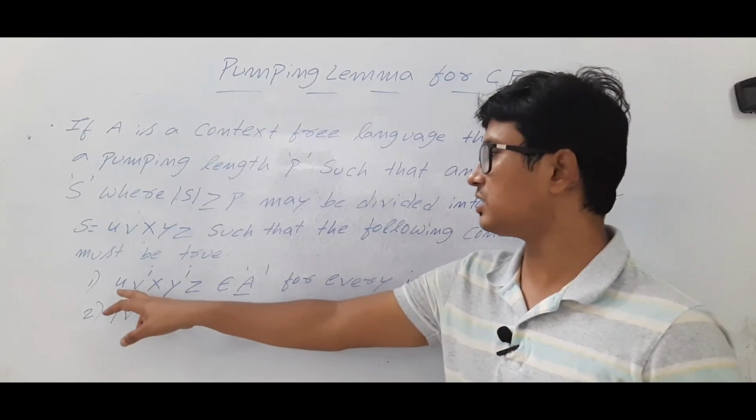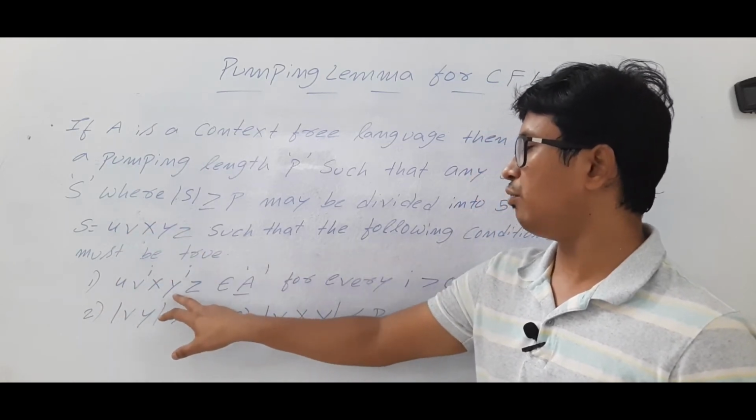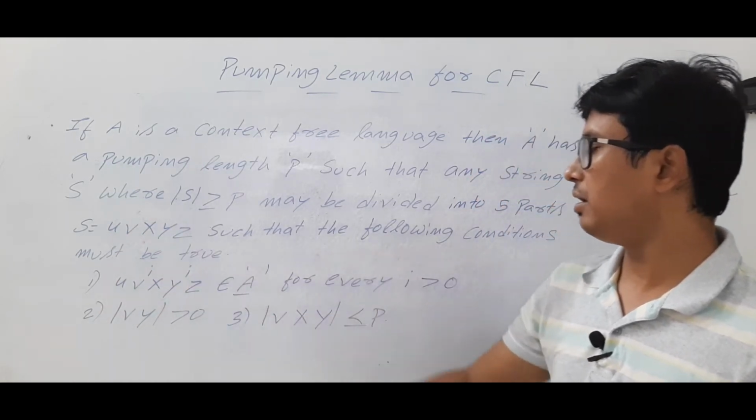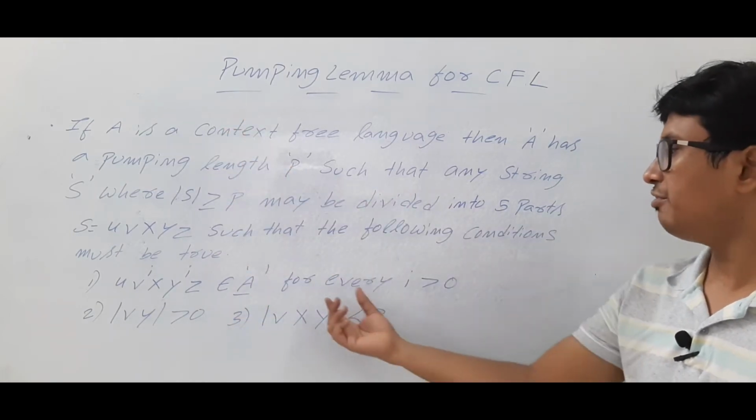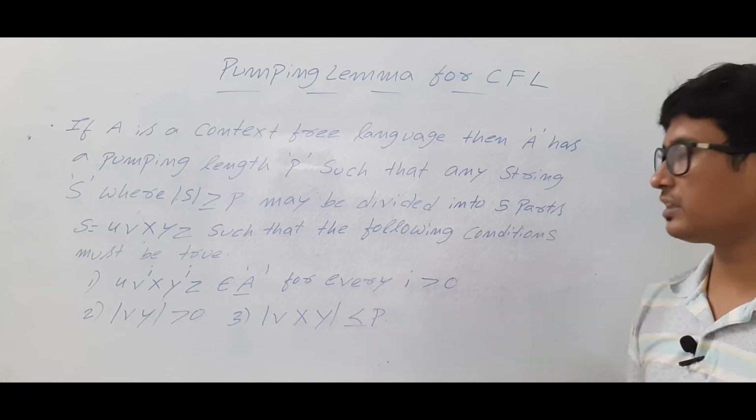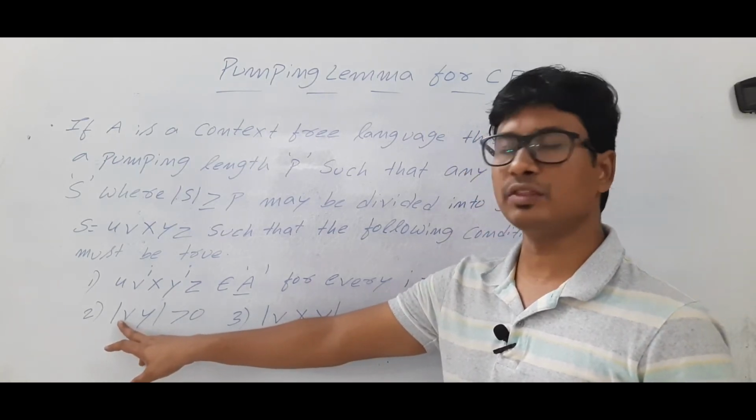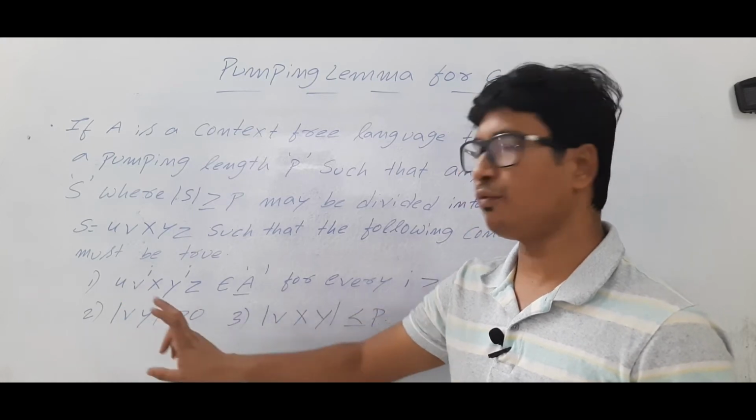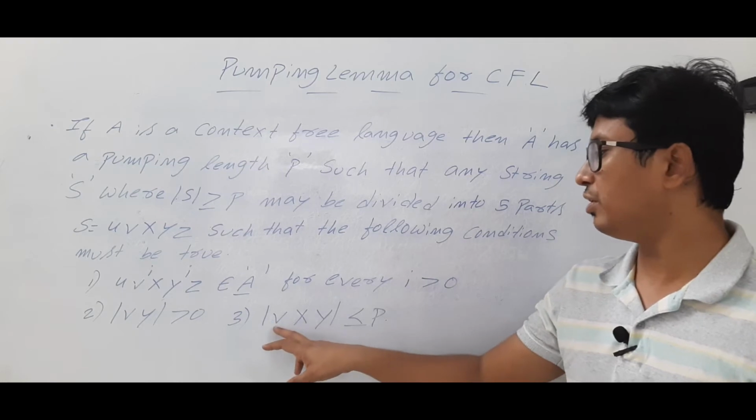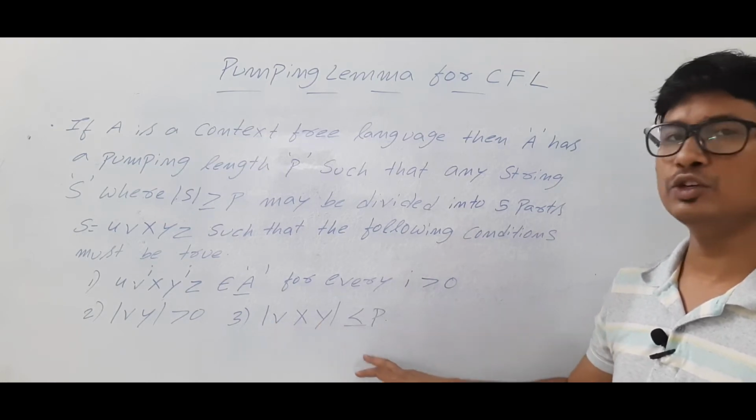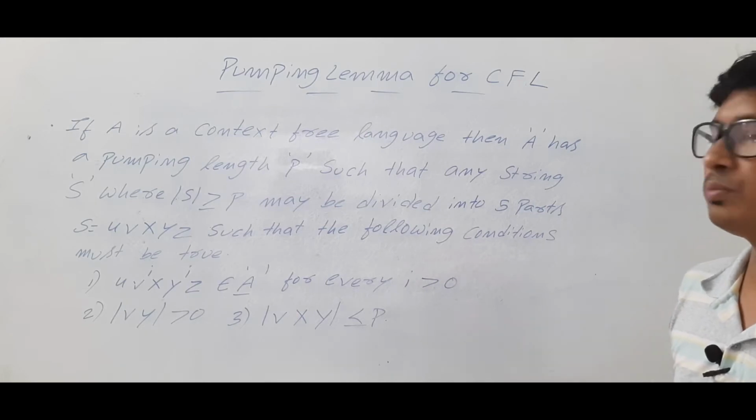What is the first condition? U, V power i, X, Y power i, Z must belong to the given language A for every i greater than or equal to 0. The second condition is that the length of V and Y should be greater than 0. The third condition is that the length of V, X, Y should be less than or equal to P. Is it clear? Are you able to understand?